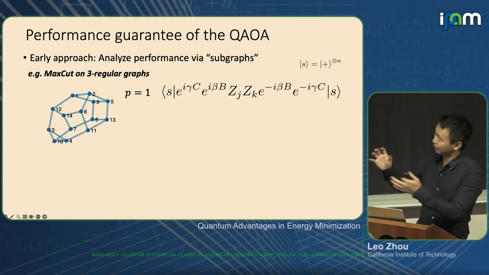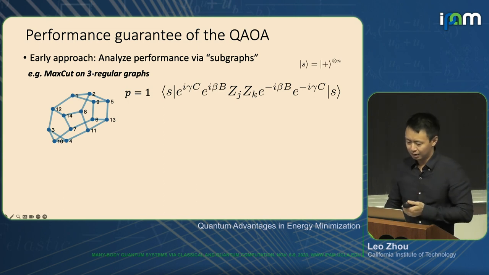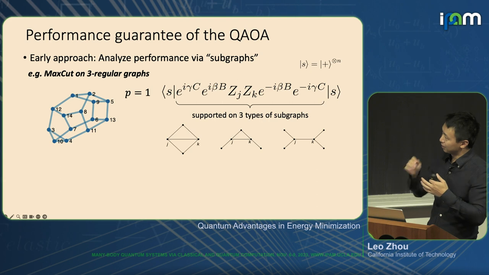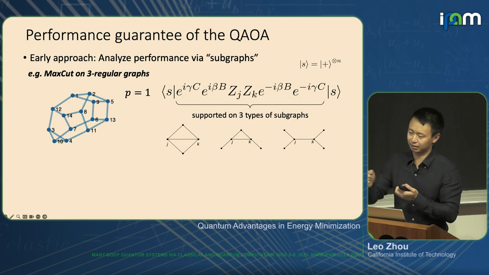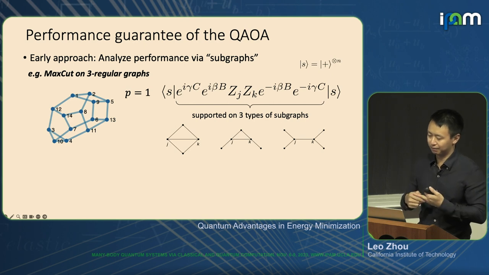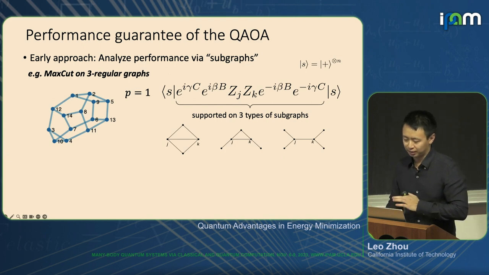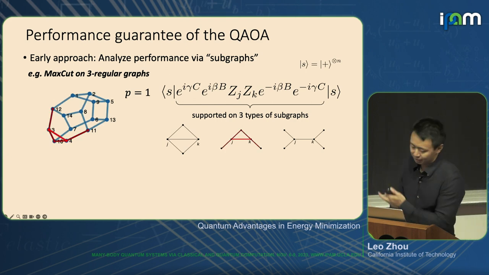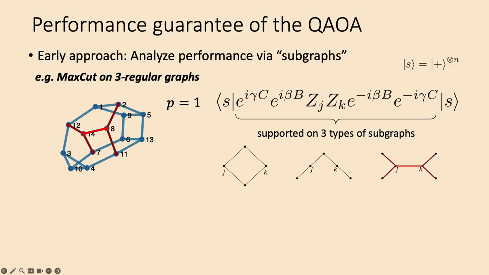So you look at the expectation of just a single edge, and you can look at it in the Heisenberg picture. And if you look at this operator in the Heisenberg picture, it's because in each layer of the algorithm, you only connect nearest neighbors on the graph. For this particular three regular graph example, this Heisenberg operator can only be supported on three types of subgraph. So for example, if you look at the edge between node 3 and 4, it's supported on the subgraph of type 2. And if you look at the edge between 8 and 14, it's supported on a subgraph of type 3.